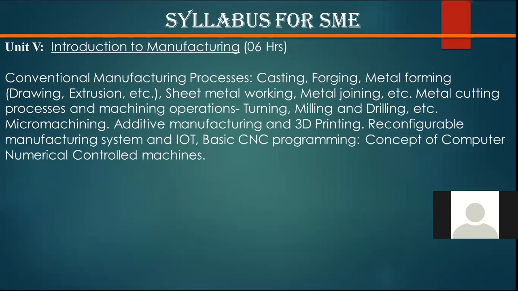Next, this is the fifth unit, that is introduction to manufacturing. Different conventional manufacturing process are there. Casting, forging, metal forming. Metal forming मध्ये drawing and extrusion हे दोन different concepts आहेत. सगळं आपण at the time of regular syllabus हे पाहणार आहोत. Sheet metal working, metal joining. Metal joining is nothing but one type of metal welding.